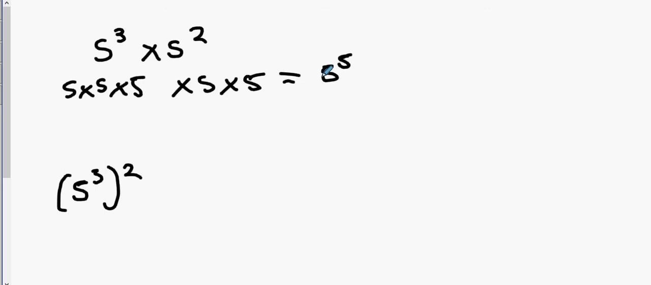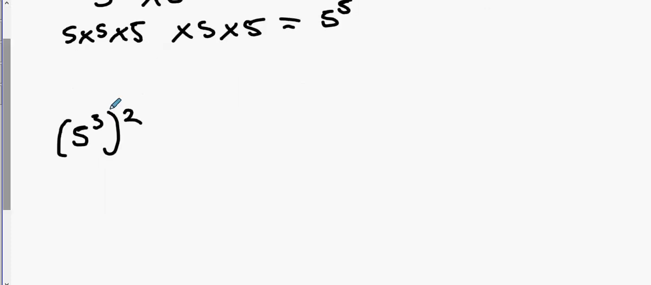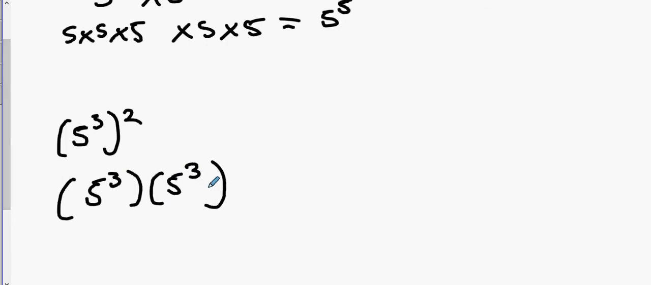Now look at the bottom one. What does 5 cubed squared mean? It means 5 to the power of 3 multiplied by 5 to the power of 3, which is 5 to the power of 6, exactly. 6 5s, would you agree with that? So 5 to the power of 6.